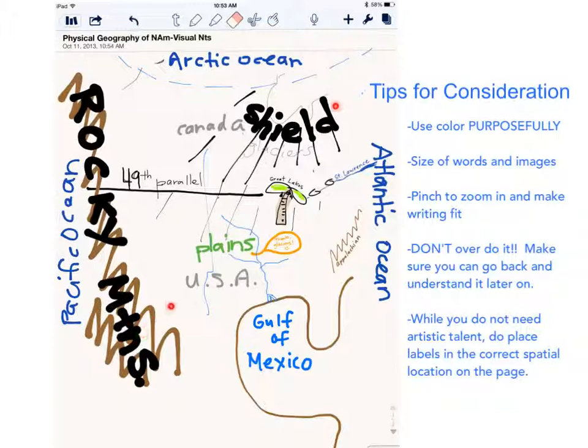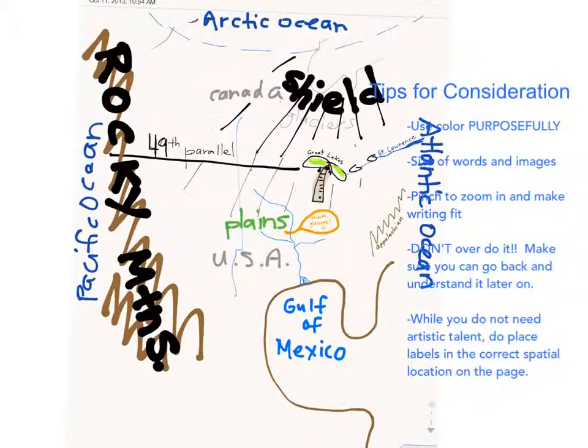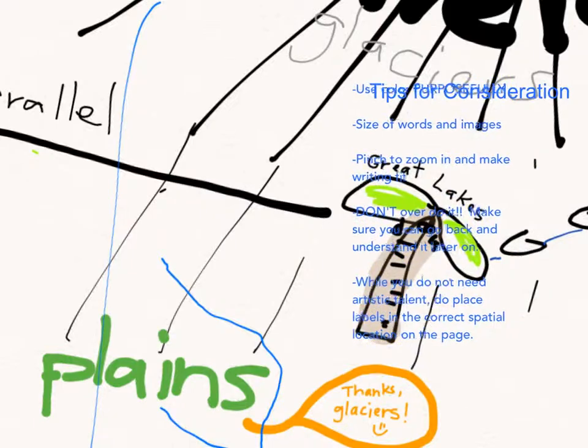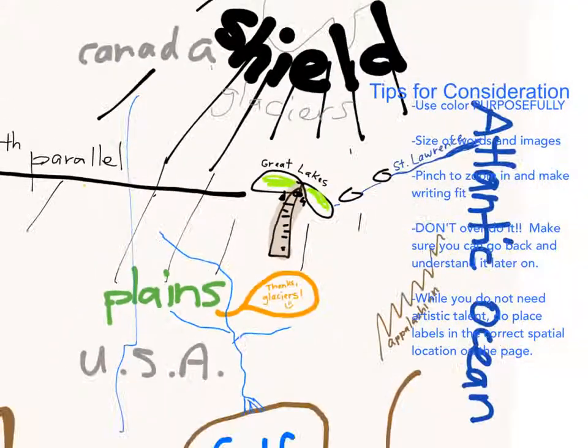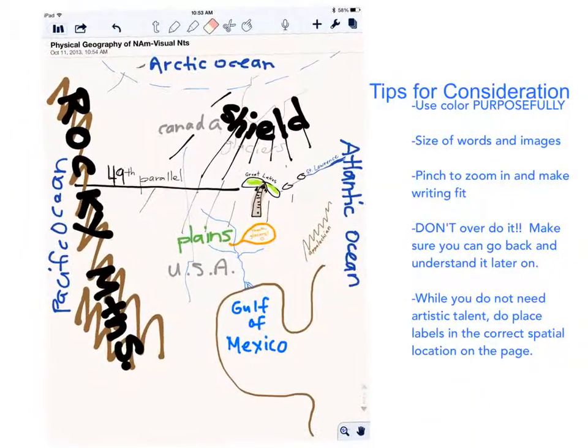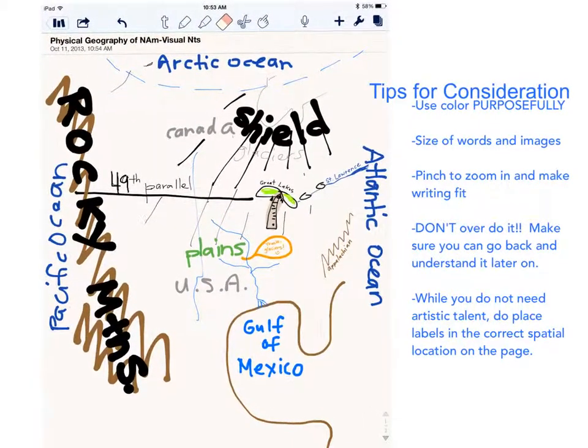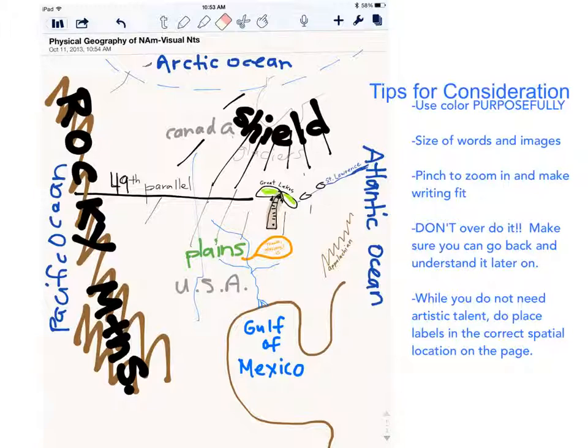Feel free to pinch and zoom as you are trying to label so that you can get way in there and write something, and then you're able to zoom back out and see that writing and make it all fit. But again, I caution you to be careful and not overdo it. If I start writing too much information all in the same place, then my notes become very jumbled and I don't want to go back and look at them again.